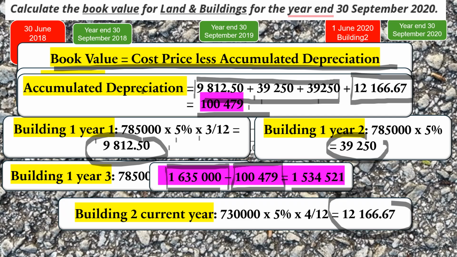1,534,521. If you have to, go through that again, because if you go through this one, the others get easier. This one was a little bit tough. Book value is equal to cost price less accumulated depreciation. In the cost price, you must include the land and the buildings amount. The depreciation is only on the buildings. And the book value of land and buildings at the end of this current year is 1,534,521.